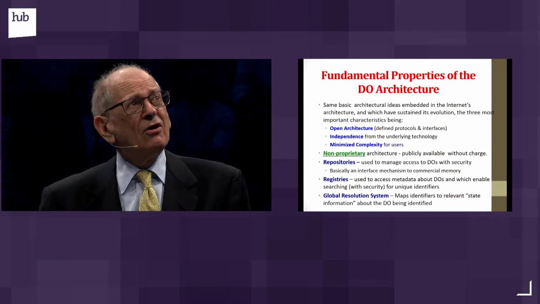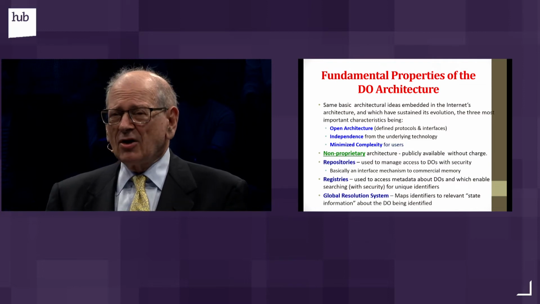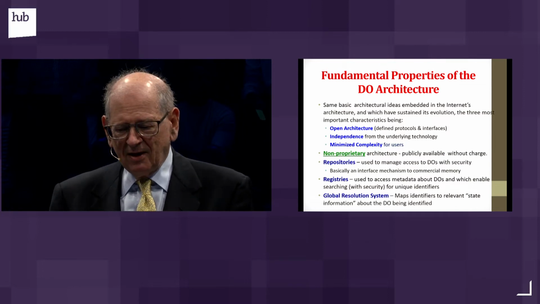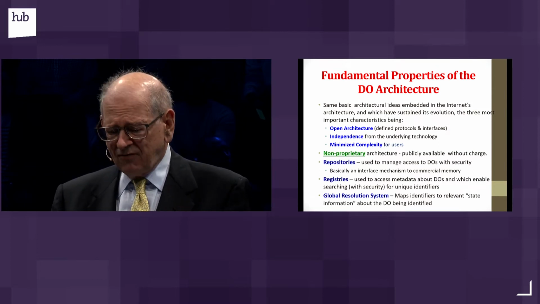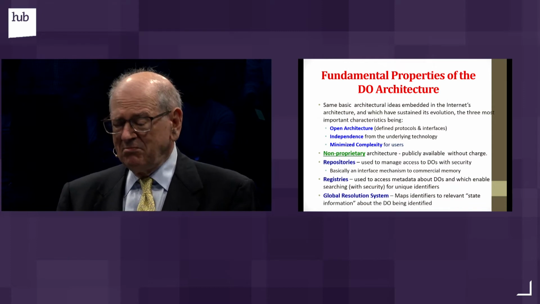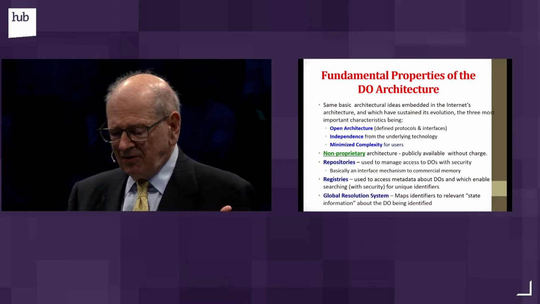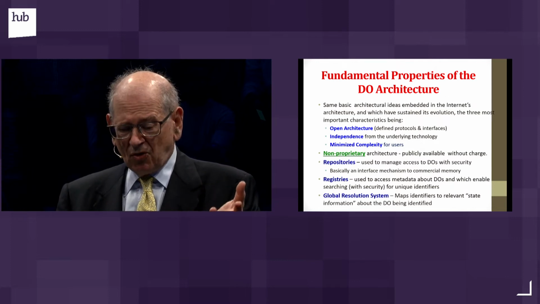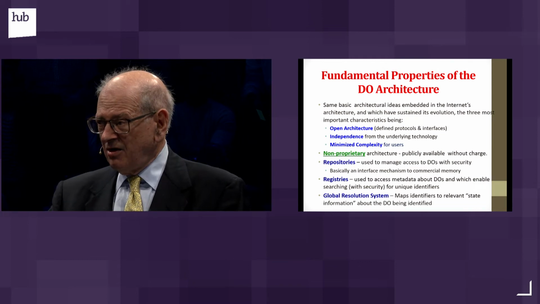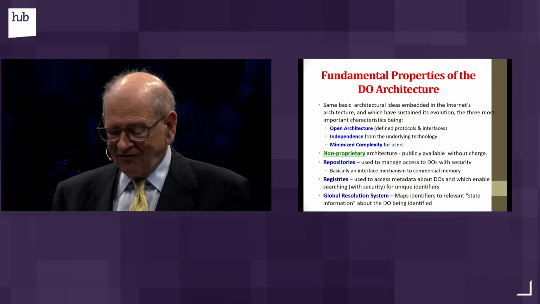So let's say a little bit about the architecture. First of all, it's got the same architectural feel that the internet did, namely it's an open architecture, it's independent from the underlying technology, minimized complexity, it's non-proprietary, publicly available, there's no charge, and it's got 3 basic components. One, the notion of repositories, because if you have a digital object somewhere in the world, let's even assume you know its identifier, it better be accessible from somewhere or you'll never get it. It's just a fact of life.